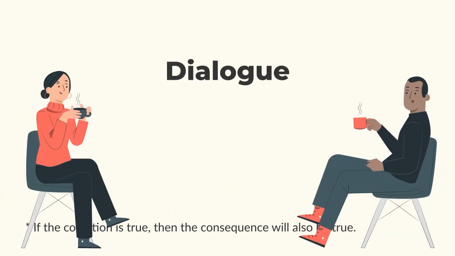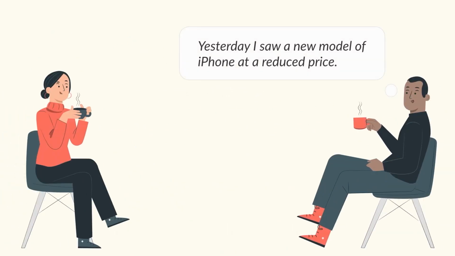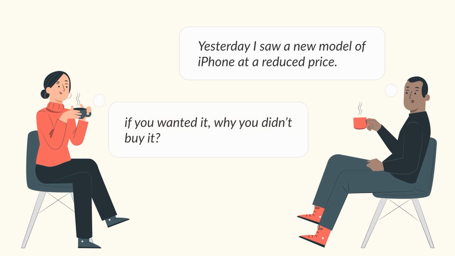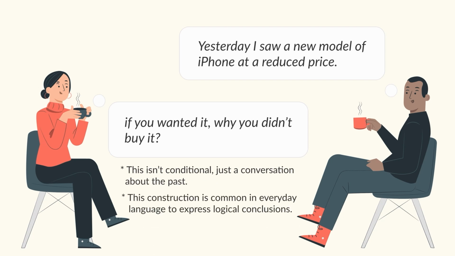Another example, a dialogue. Yesterday I saw a new model of iPhone at a reduced price. If you wanted it, why didn't you buy it? This isn't conditional, just a conversation about the past. This construction is common in everyday language to express logical conclusions based on known or assumed conditions. It's a way of stating that if certain circumstances are met, then a particular outcome is expected or inevitable.